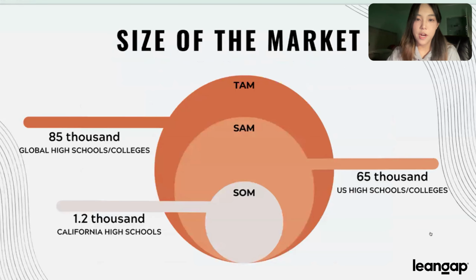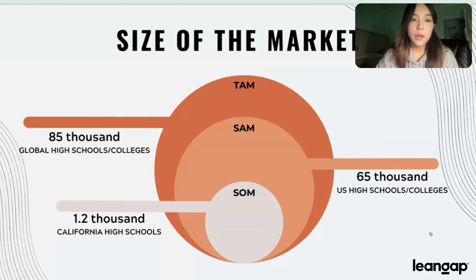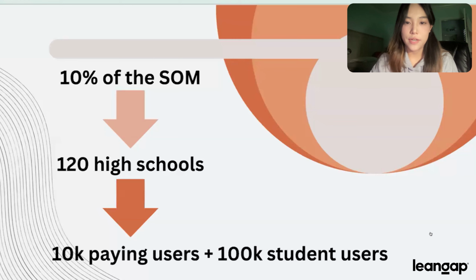The total market cap for our product comes down to around 85,000 global high schools and colleges, but we are prioritizing schools in the US, totaling around 65,000. We want our product to reach 2% of the serviceable available market and focus on California, which totals to around 1.2 thousand schools.